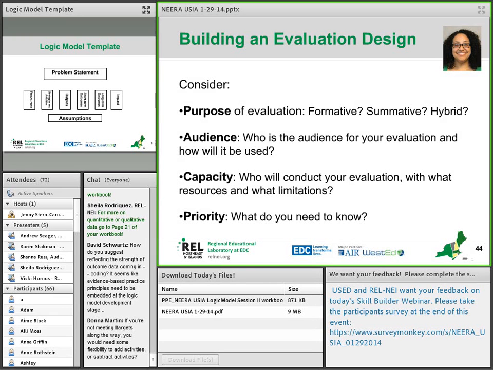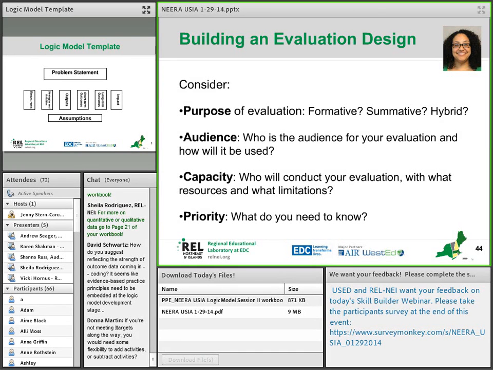So now we're going to talk a little bit about building an evaluation design. Now that you have a good, solid logic model and have developed good evaluation questions, now that you've considered the best indicators, then you will be ready to develop an evaluation design. And these are the things that you would need to consider in designing your evaluation.